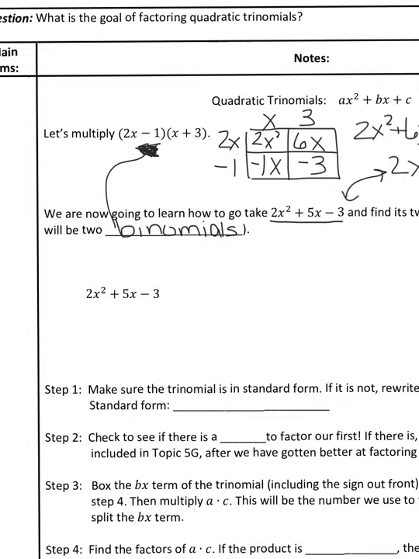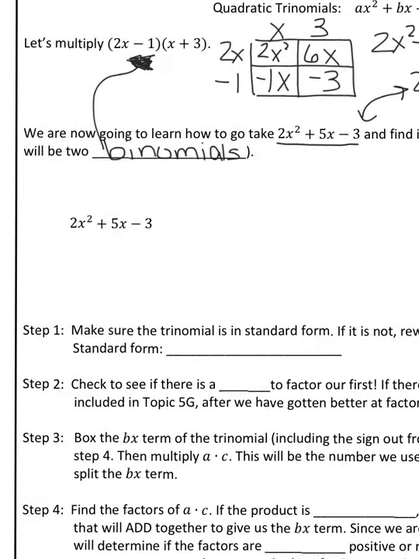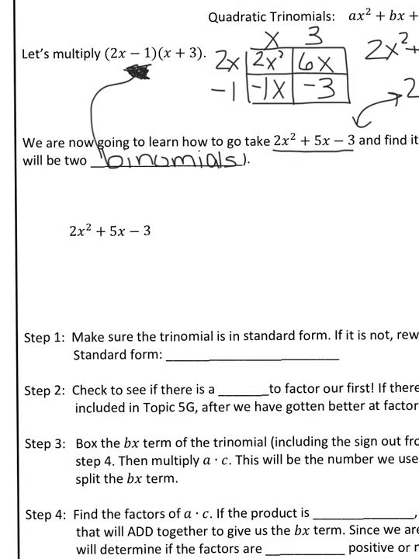Step number 1 down below says to make sure the trinomial is in standard form. If it is not, rewrite it. Let's write what standard form is just as a reminder. Remember, standard form means that you go from biggest to smallest. So for these quadratic trinomials, the first term is the squared term, ax squared, plus bx, the middle term has the x, and then plus c is our constant at the end. So we should have the squared term, then the x term, and then the constant, just the number.